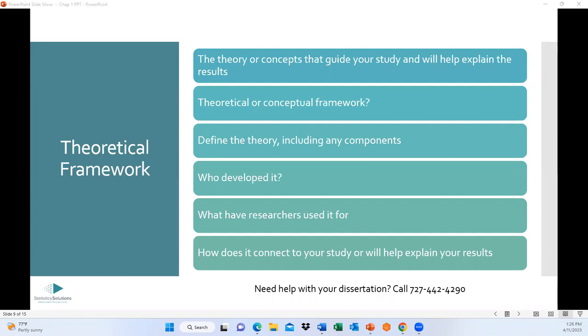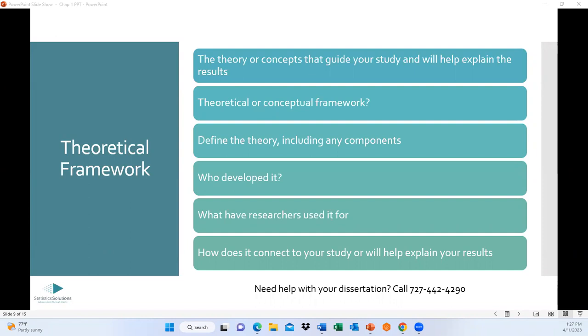You want to talk a little bit about how other researchers have used the theory. Then you want to talk a little bit about how it connects to your study. Okay, you do that for emotional intelligence, then you do it for transformational leadership, right? In our example, do the same thing. And so if you were doing that kind of study, that would be your theoretical framework, essentially.